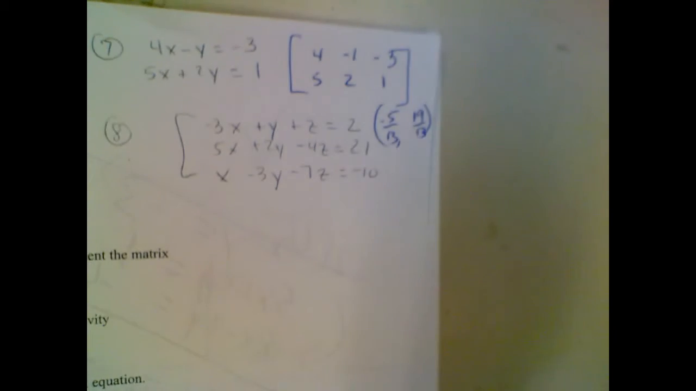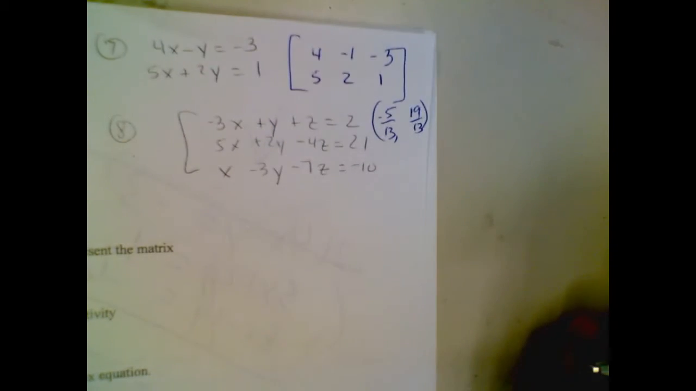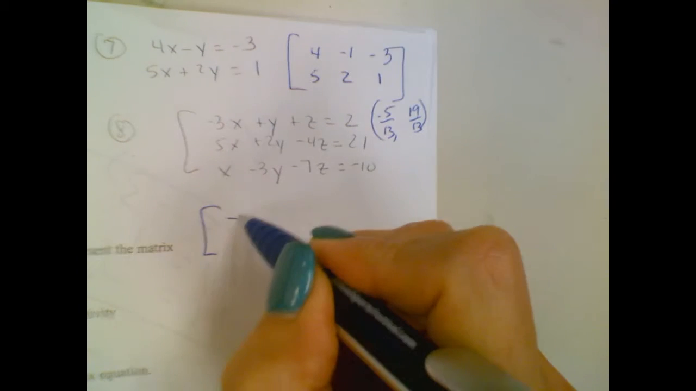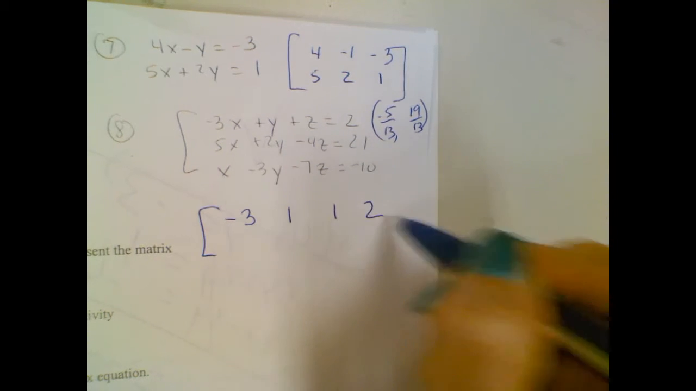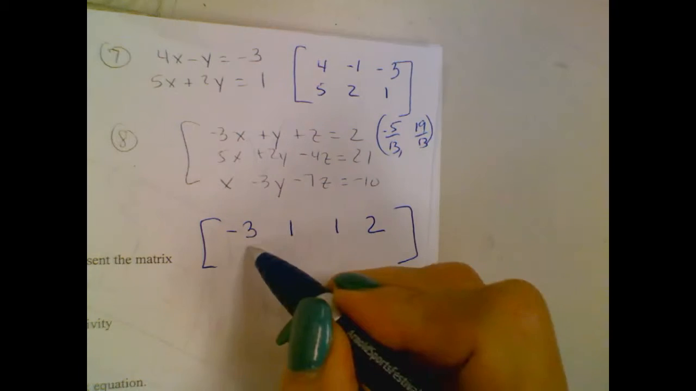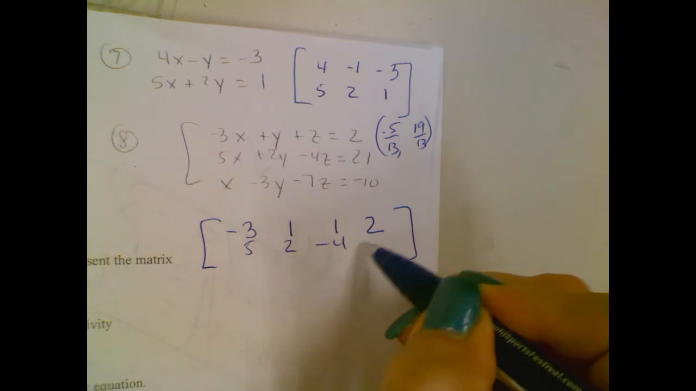So if you see these on an ACT, do them with matrices. Do them with matrices. Are you guys ready? We're going to set up -3, 1, 1, 2. Do you guys understand where I got those numbers? That's the first row. Second row is 5, 2, -4, 21.